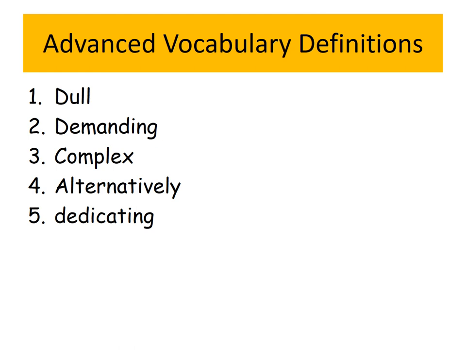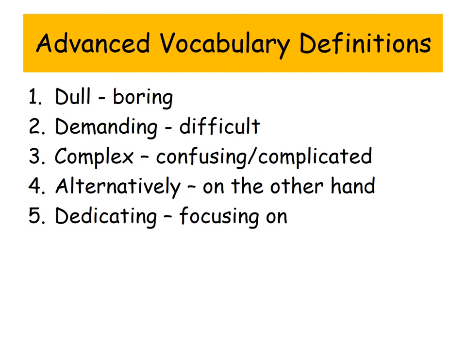Okay, let's go through the answers. So number 1 was dull. So dull means boring. It's something you don't enjoy doing. Number 2, demanding. So if something's demanding, it's really difficult and you're struggling to do it. So well done if you've got those two right, tick them. Number 3, complex. So if work is complex, it's really confusing and it's quite complicated. So tick that one if you've got it.